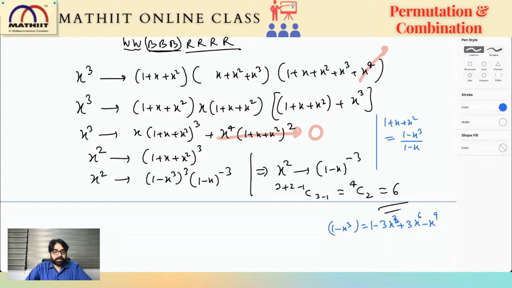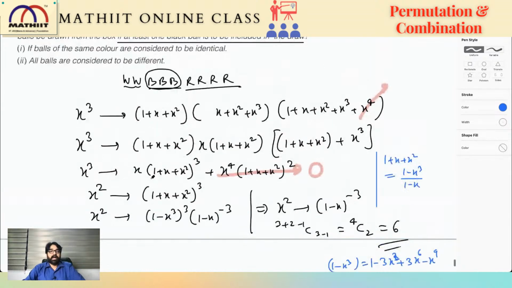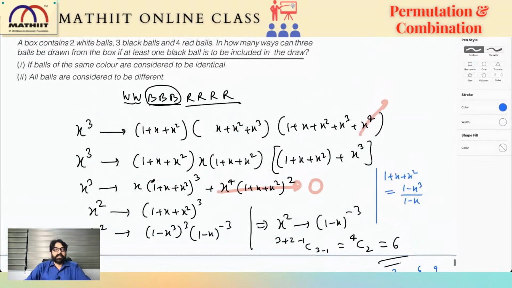Red ball parts. Okay. Check it here. I'm just restarting and explaining to you. I want x power 3, because in how many ways can 3 balls be selected from the box? But there is a condition, which everybody see: at least one black ball should be included.